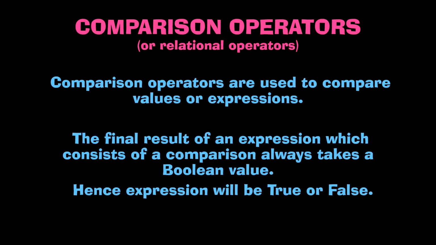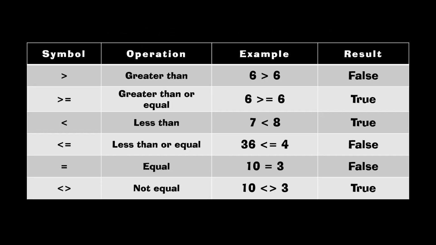Comparison operators are the second type of operators. They are used to compare values or expressions. The final result of an expression which consists of a comparison always takes a Boolean value. Hence, the expression will be true or false. We have 6 comparison operators. I have displayed all of them with examples. Have a look at them.